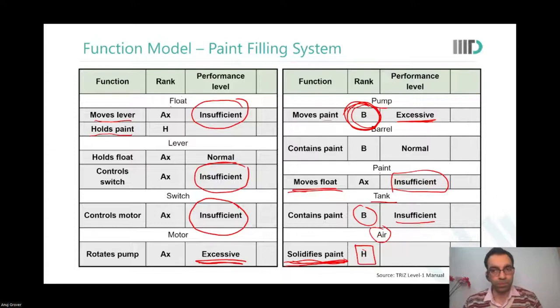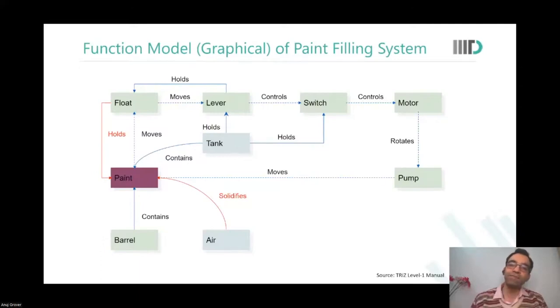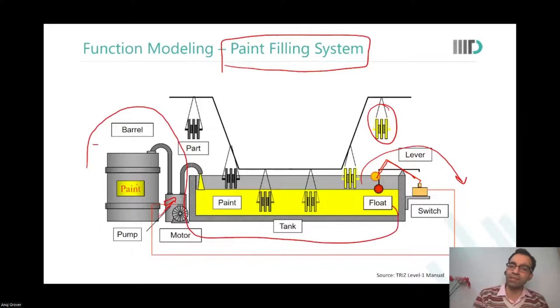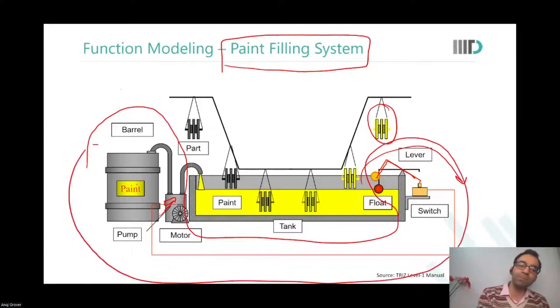Yes, sir, clear. Perfect. So now what we do is we will make a function diagram in a different way. Now we go to pen and paper. Till now we were looking at the shaft floor view. In the shaft floor view, you were getting confused that the parts are the target of the paint filling system. Now, if you look at the entire shaft floor, for the shaft floor, that is the target. But for my paint filling system, the system where the problem is existing, the target is paint.